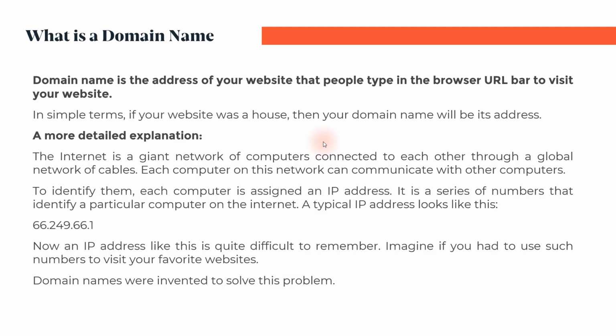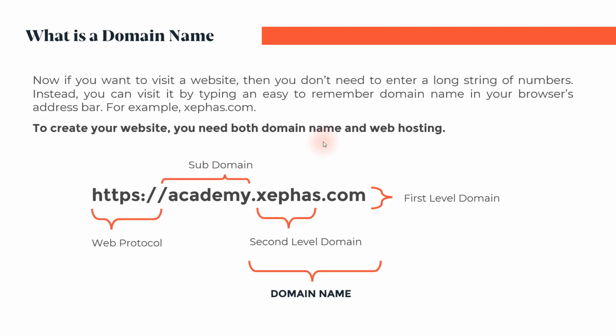The IP address is difficult to remember, so domain names were invented to solve the problem. A domain name has an IP address. So if you want to visit a website, you don't need to enter an IP address. Instead, you can type the domain name, because immediately you register a domain name, it is associated with an IP address. To create a website, you need both your domain and your hosting. Your hosting, we're still going to that, is like the house of your website.